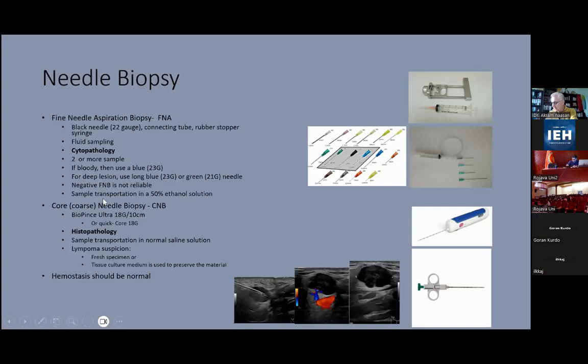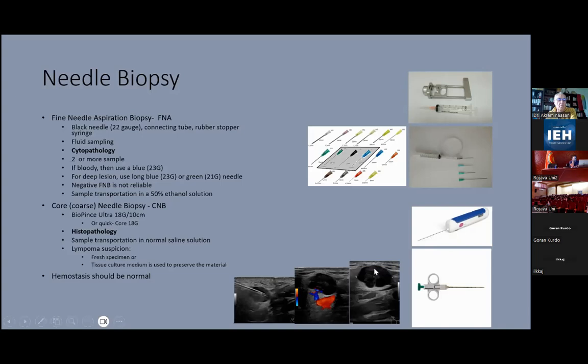For the core needle biopsy, we use in our department two types, mainly this Biopince Ultra 18 gauge, and the second one called QuickCore. They use two different techniques. In this one, the needle goes forward. In this one, the needle stays in its position.